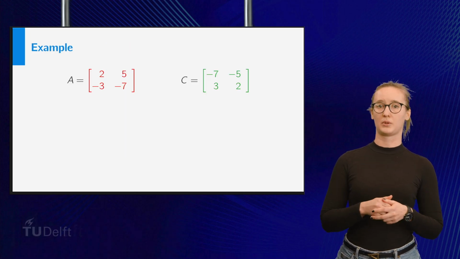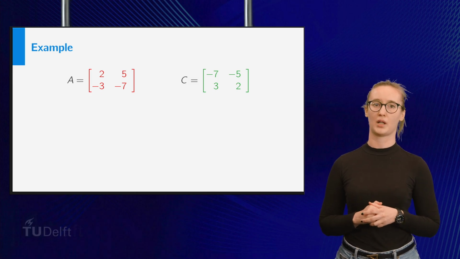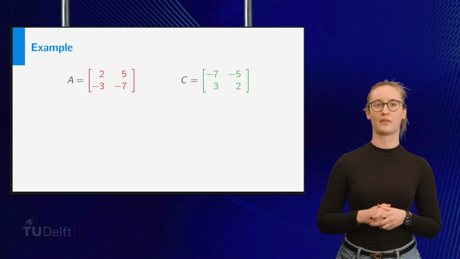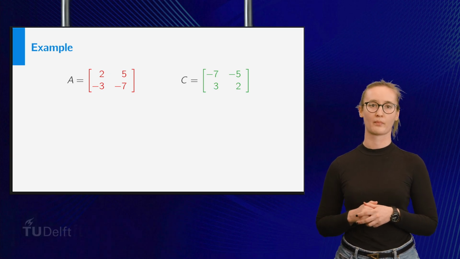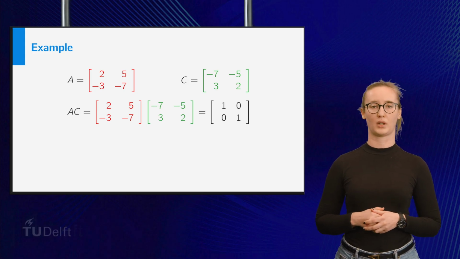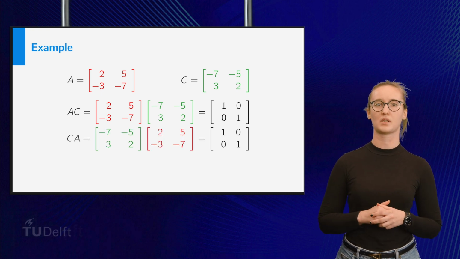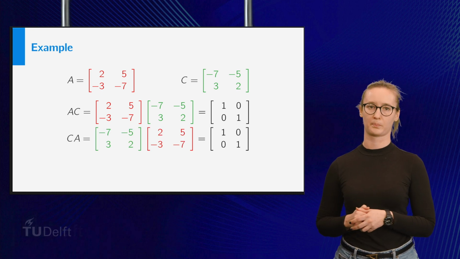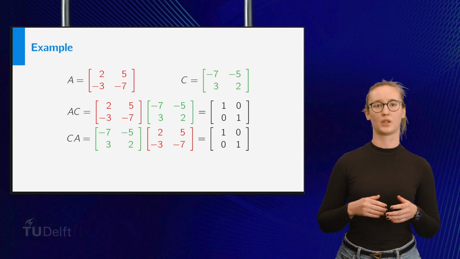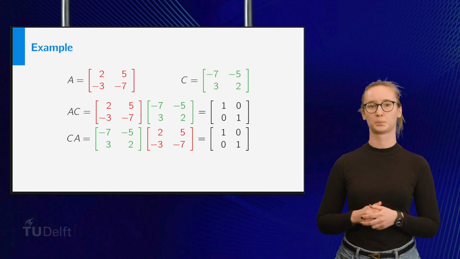Let us try the example together. The matrix A is 2, 5, minus 3, minus 7. And the matrix C is minus 7, minus 5, 3, 2. We can calculate A times C, which gives us 1, 0, 0, 1, which is the 2 by 2 identity matrix. Calculating C times A again gives us the identity matrix also. So according to the definition of the inverse, A is invertible and the inverse of A is C.